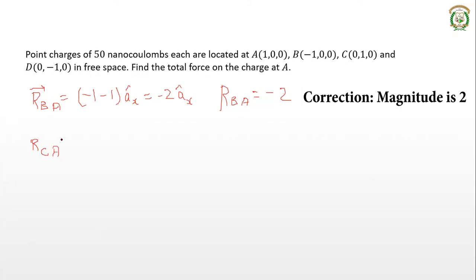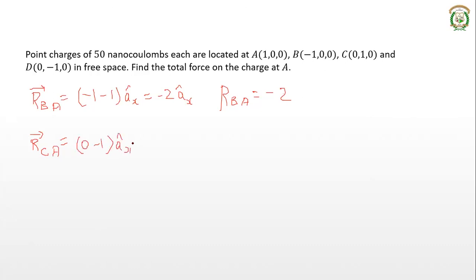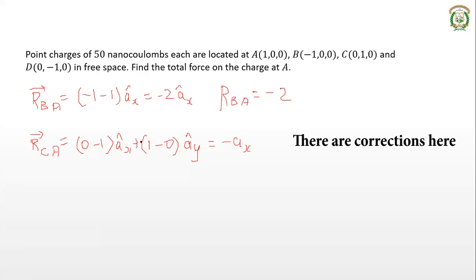Vector RCA will be 0 minus 1 AX plus 1 minus 0 AY. That will be equal to minus AX, 1 minus 0 is 1, right? Plus AY. What is the magnitude of RCA? Magnitude of RCA will be square root of 1 minus 1 square is 1 plus 1. 1 plus 1 is 2. That is root 2, right? Magnitude of RCA will be root 2. So I can just keep it root 2.